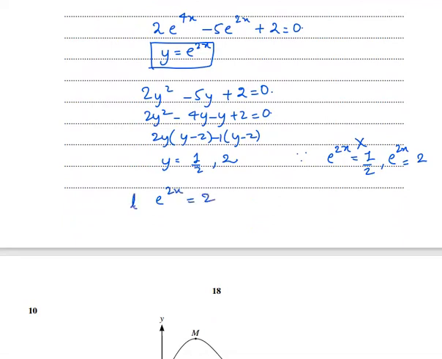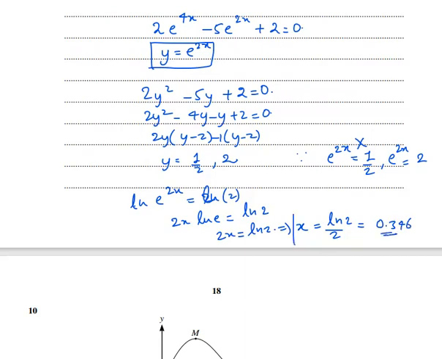Now if I take ln on both sides, I'll get ln of e to the power 2x equals ln 2. So this will become 2x ln e, the power will come in front, equals ln 2, right? Therefore, ln e is 1. So we finally have 2x equals ln 2, or from here I can say x equals ln 2 divided by 2, which is nothing but 0.346. And that's the solution for x.